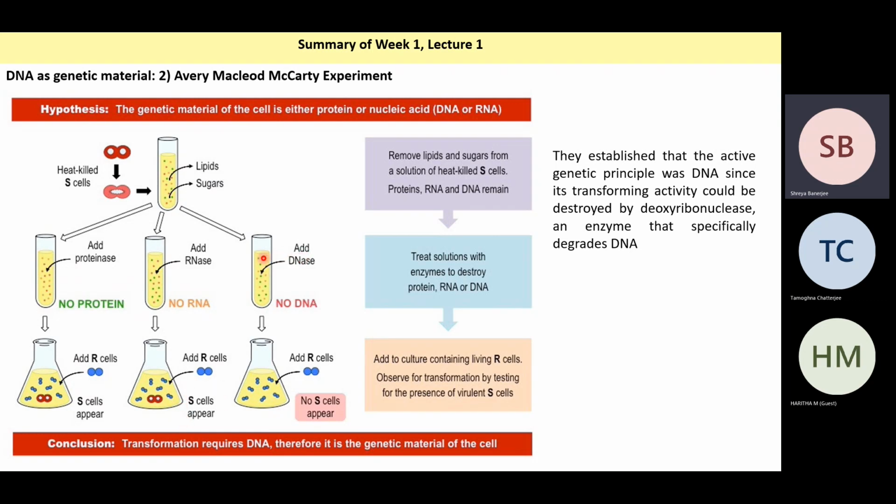Only when he had added DNase, which breaks down DNA, he saw that this transforming principle is not passing on to the R cells. So from this, he deduced that it is the DNA which is causing the genetic material to go to the offspring and not RNA or protein. So they established that the active genetic principle was DNA, and its transforming activity could be destroyed by DNase or deoxyribonuclease, which is an enzyme that is degrading DNA.